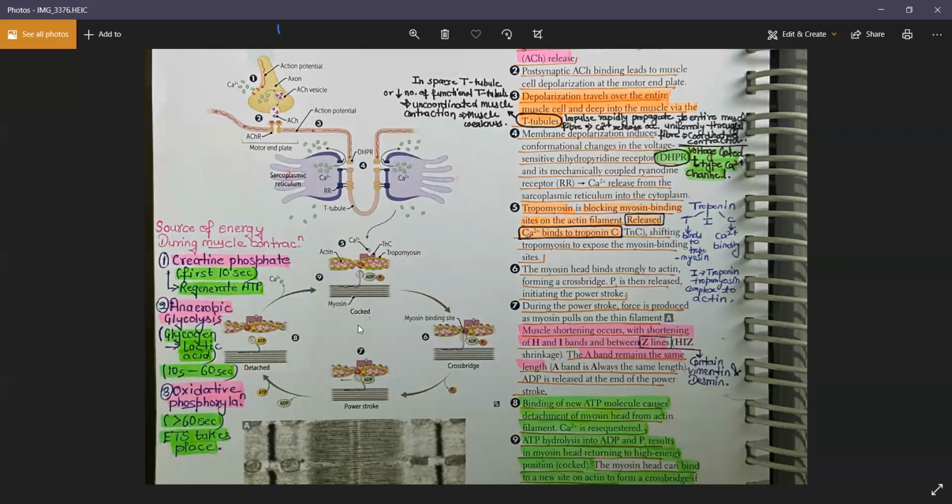Calcium. Not the calcium. The number of times it is getting depolarized. Any other thing? See, one thing is duration and one thing is frequency, right?